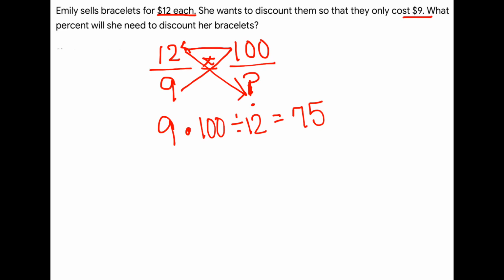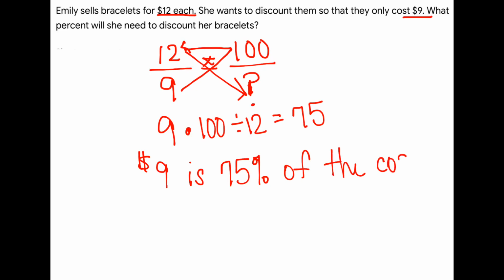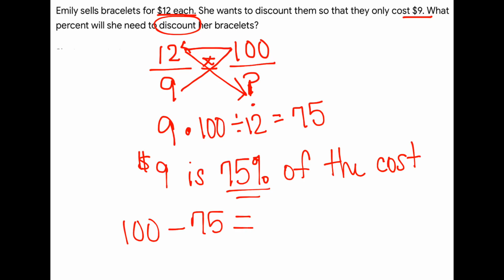What that is telling us is that $9 is 75% of the cost. We need to find out how much the discount will be. We're looking for our discount. So we take our full percentage minus 75% of that. And that will give us the percent of the discount.